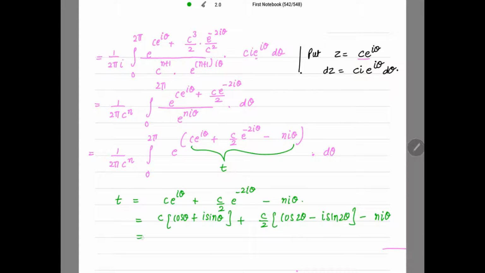Now the next step is to collect the real parts on one side. So we get c cos theta, and the real part from the second term is plus c by 2 cos 2 theta. And now collecting the imaginary parts, this is c sine theta minus c by 2 sine of 2 theta minus n theta.